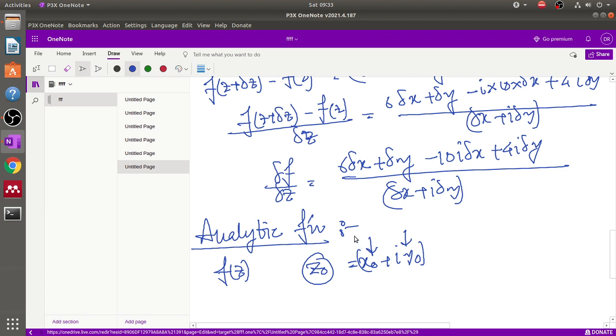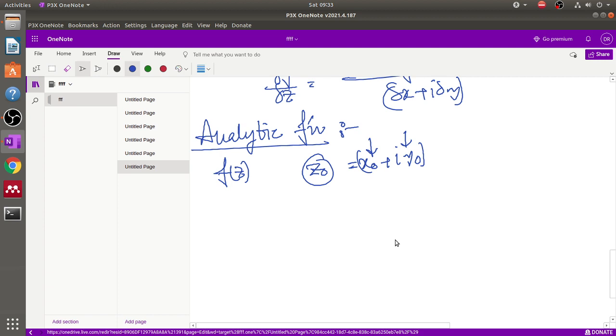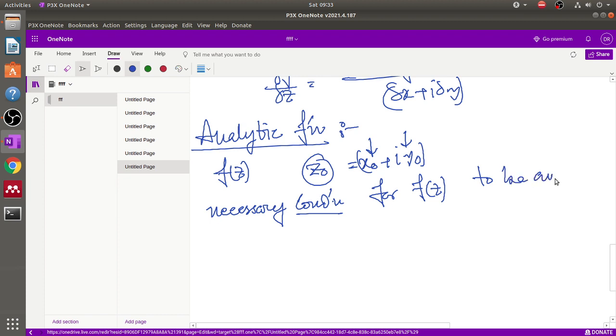Now our topic is the necessary condition for f(z) to be analytic. So what is the condition for which f(z) is analytic? Now we study that.